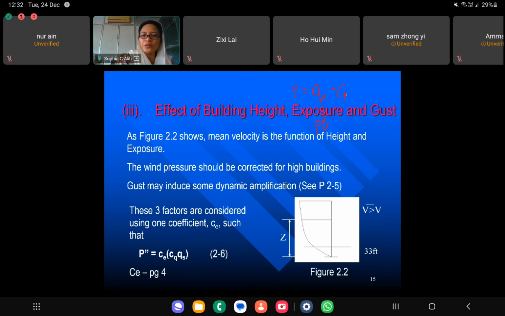You introduce the CQ. And another one that you need to introduce is the effect of the building height, CE. Remember I mentioned to you, you need to check on your site, whether it is in the city center or has less vegetation or open area. So this is the wind profile that you're going to check, and how you are going to get the coefficient here for CE.